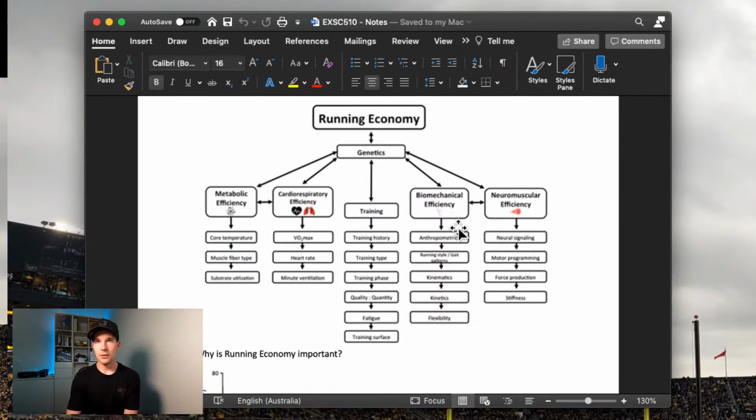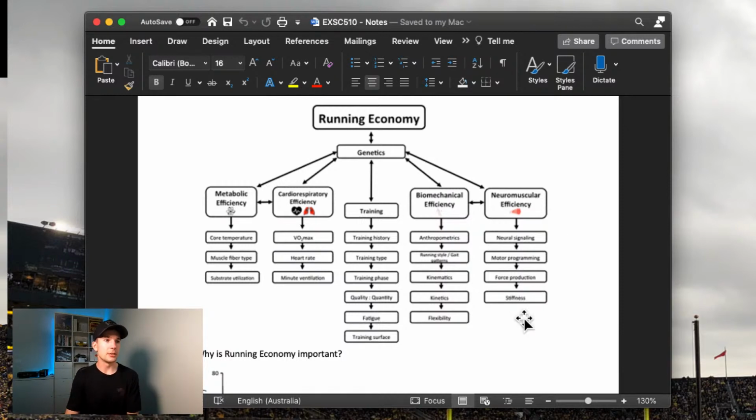Flexibility as well is going to play a role, similar to anthropometrics. And then the last one here, neuromuscular efficiency. Neural signaling. How well can we recruit motor units? How well can we recruit muscular fibers? The more fibers we can recruit, the more forceful the contraction, which then comes down to force production.